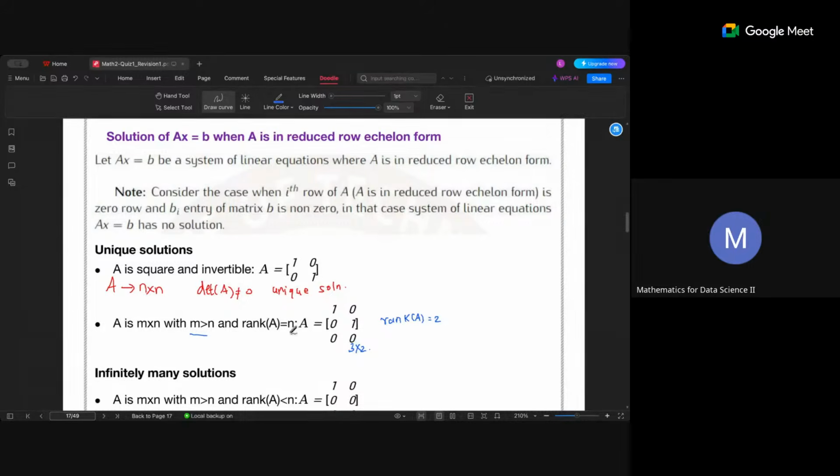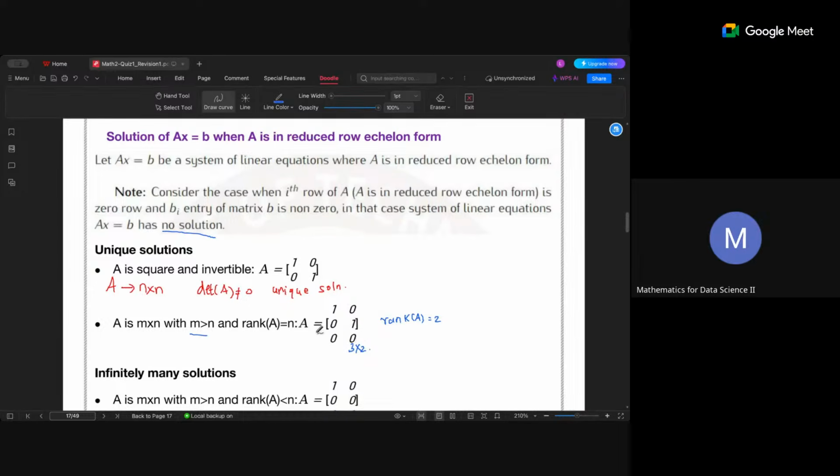and rank of A is equal to n, in this case we have a unique solution. See, here we are omitting the no solution case. Whatever we are considering, we are omitting the no solution case. We are assuming that if we have a zero row, the corresponding b_i is zero. Okay, that assumption is there.